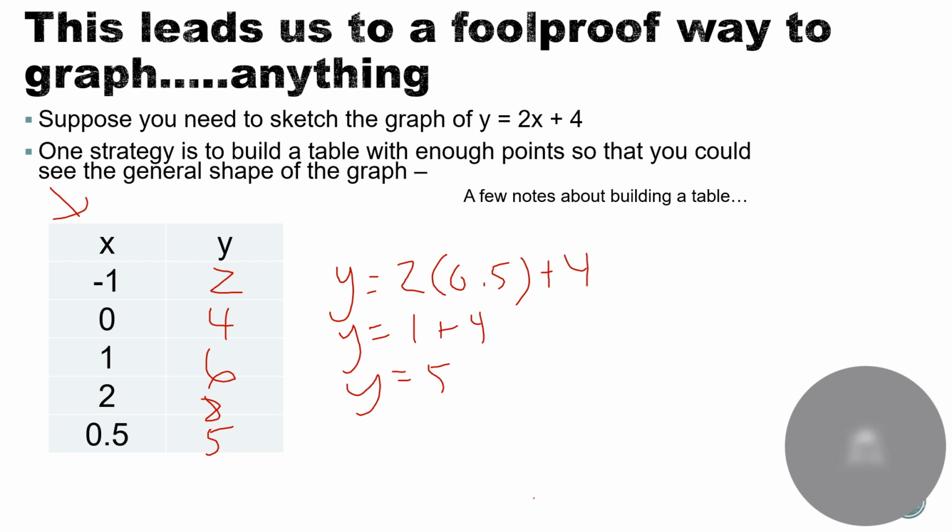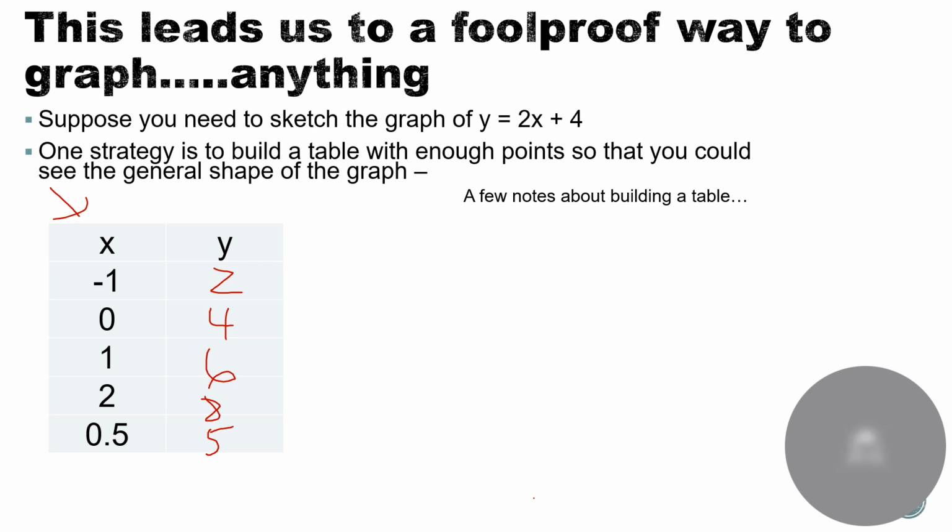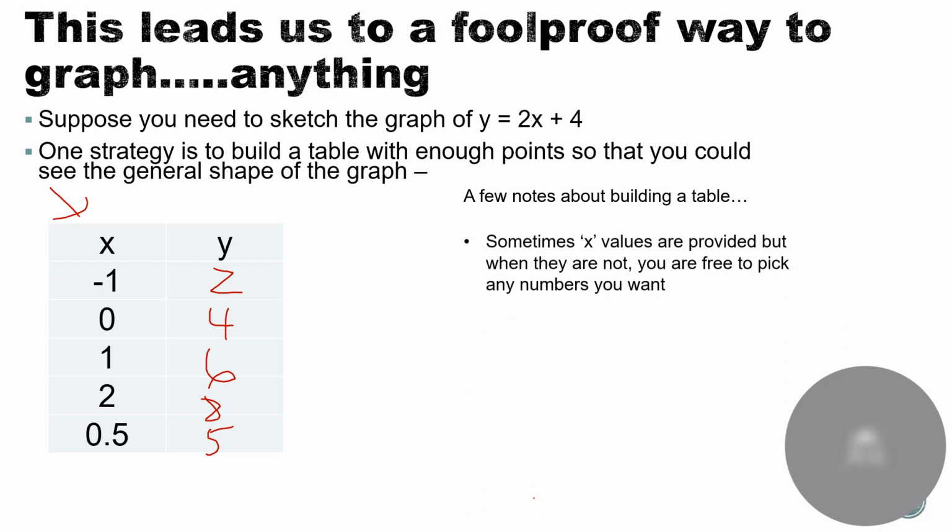And so the pattern holds. Now, I will point out that that is a pattern for lines when things are linear. It does not necessarily hold for other types of functions. What is safe to say is that if 0.5 is between 0 and 1, no, I don't even want to go that far. I don't even want to open that can of worms. Okay. Now, a few notes about building a table.